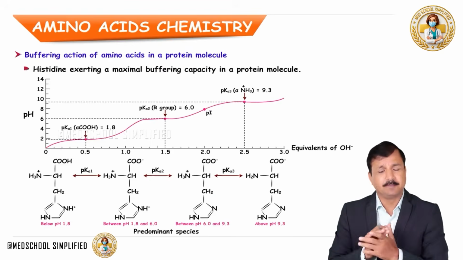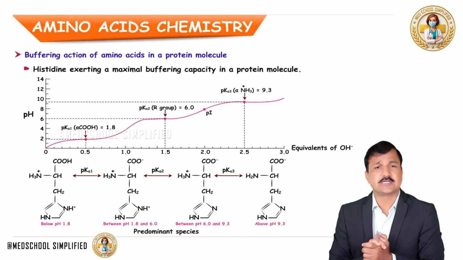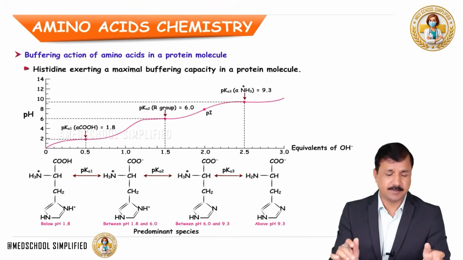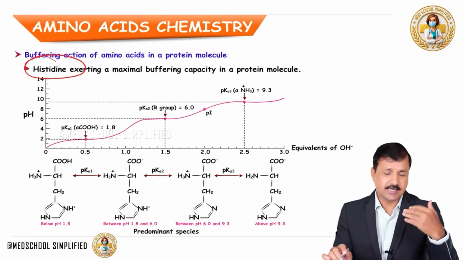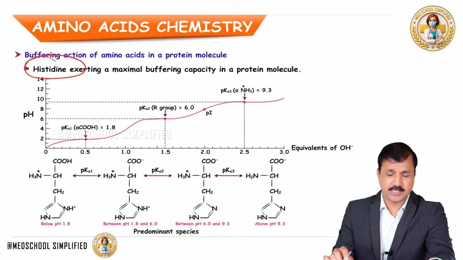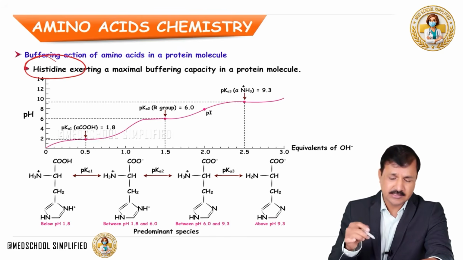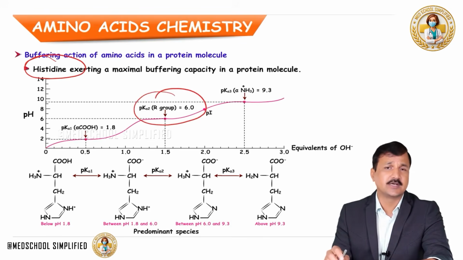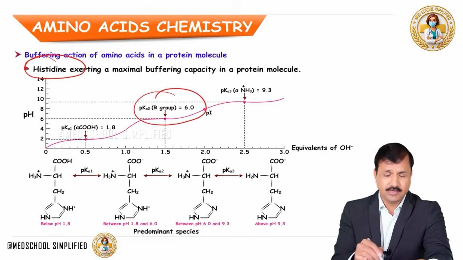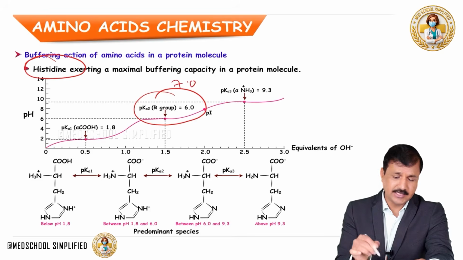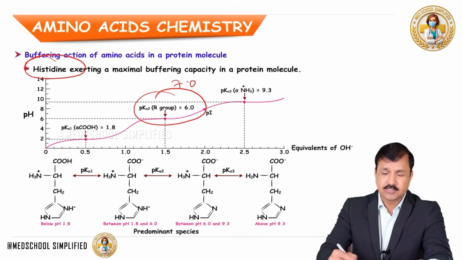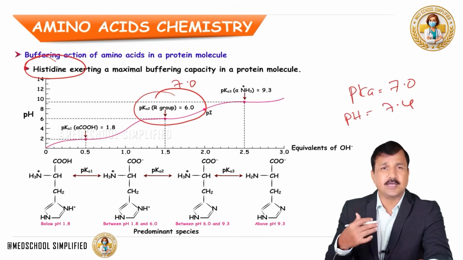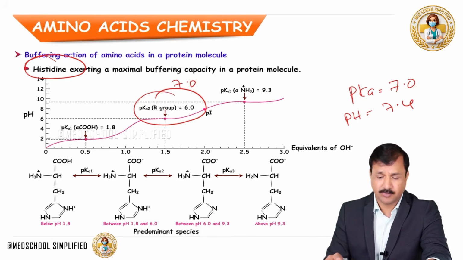Coming to briefly the buffering action of amino acids in a protein molecule, we will take the example of histidine. Histidine exerts a maximal buffering capacity in a protein molecule because the side chain of histidine, the imidazole group, is 6 when it is in individual form. Whenever it is part of a polypeptide chain, it moves to 7. So now the pK of the imidazole group is 7.0, whereas the normal pH is 7.4.